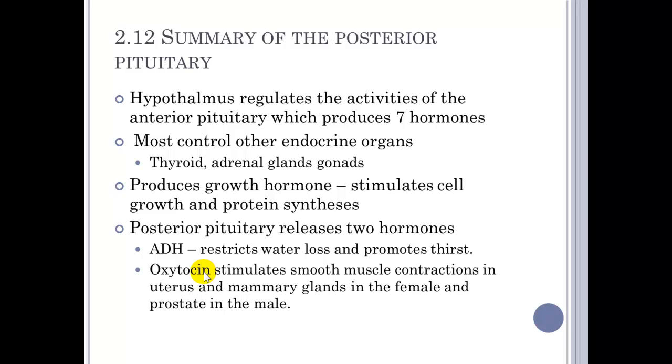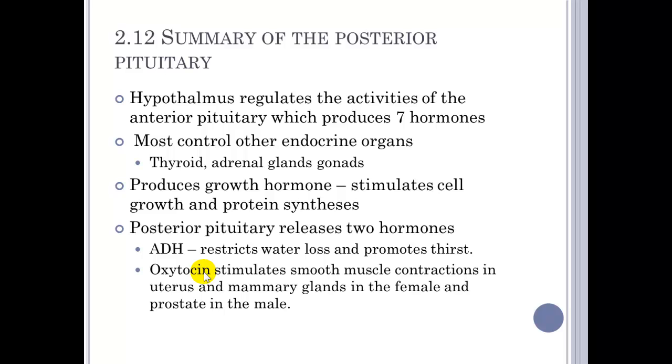Summary of the posterior pituitary gland. So this is everything that we just got through talking about. Quick overview: the hypothalamus regulates the activities of the anterior pituitary, which produces seven hormones. Most control other endocrine organs outside the pituitary, examples being the thyroid, adrenal glands, and the gonads. It also produces growth hormone, which stimulates cell growth and protein synthesis.